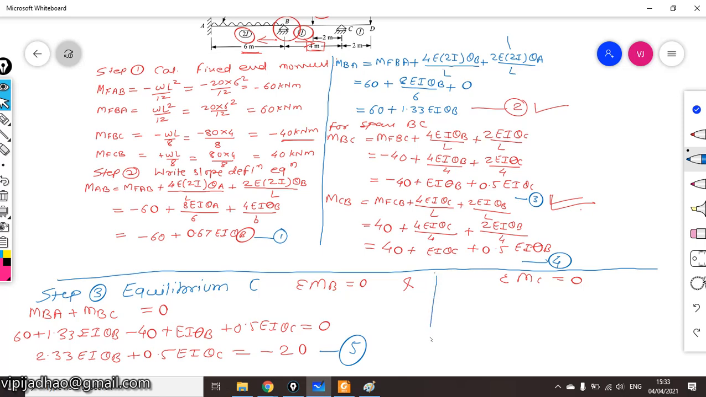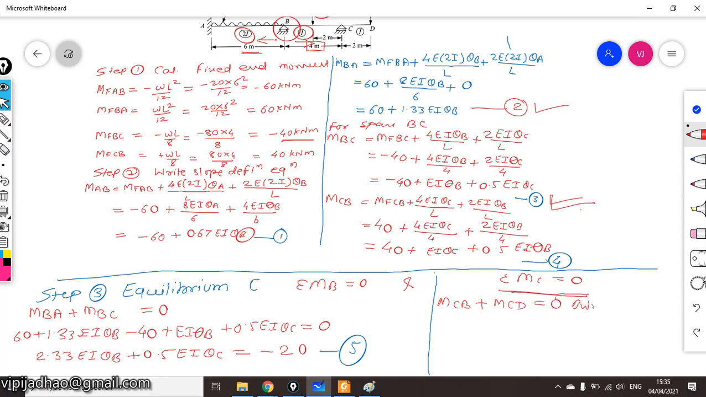We have another equilibrium equation, that is summation of moment at C is equal to 0. You can see we have a continuous support here at C, therefore summation of moment at C is equal to 0. Therefore MCB plus MCD is equal to 0.